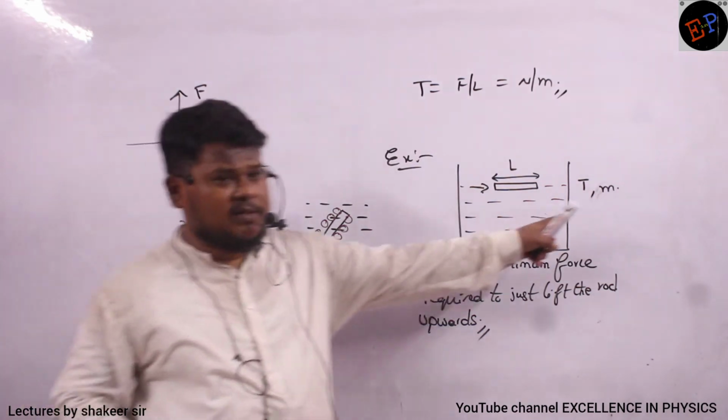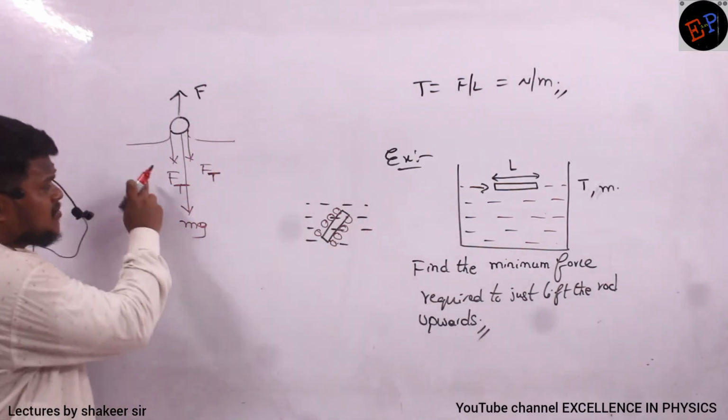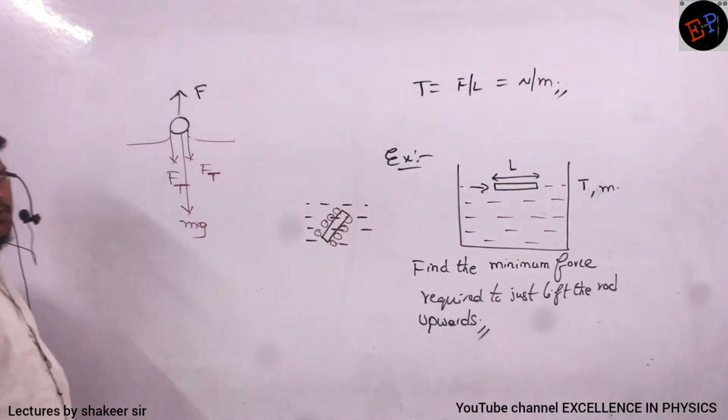And in addition to that, the weight of the rod is also present, no? Mass of the rod is M, no, ma? So what is the weight of the rod? Weight of the rod is mg. So therefore, three forces are pulling the rod downwards.